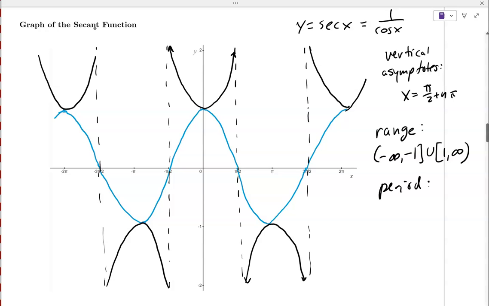Finally, what's the period here? So how long does it take to repeat in this case? It's 2 pi in this case, right? Because notice here's 1 pi interval. It didn't repeat in the next pi interval, right? So it's going to be 2 pi in this case. If it were pi, it would have to be up here. This okay?